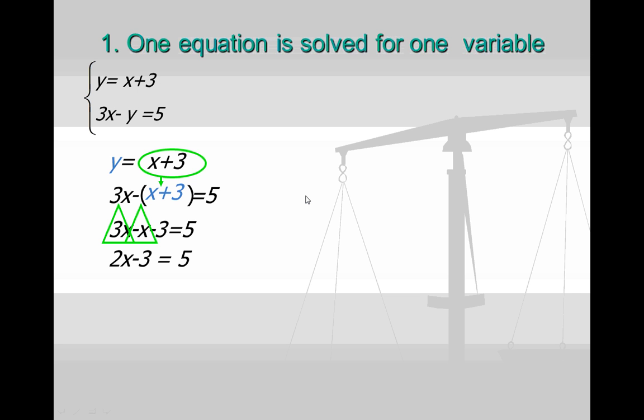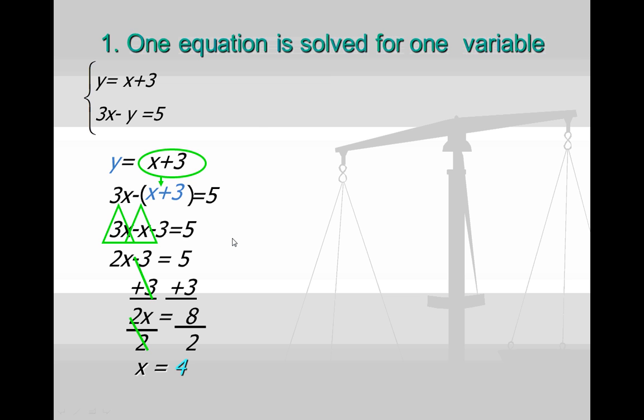What do you do from there? Well, let's get x by itself. Add 3 to both sides. And why am I adding? Because it says minus 3, and you do the opposite. Now I get 2x equals 8. Divide by 2, and x equals 4. Some people go, woohoo, we're done. No, we're not. We're not done yet.